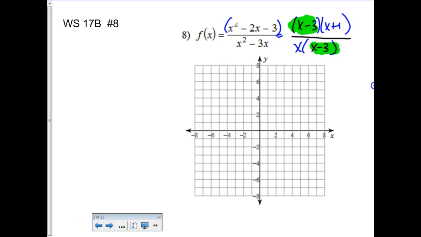The first question, though, they're going to want you to identify on some of these questions is like, what's the domain? Remember, the domain would be anything that would be a discontinuity, whether it's a vertical asymptote or a hole. So you look at your denominator, and you tell me what x cannot be. So x cannot be 0, or what else can x not be? 3.